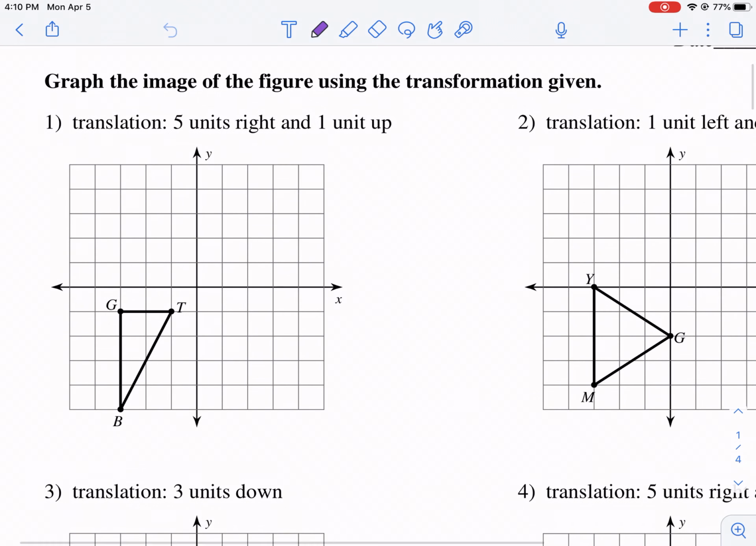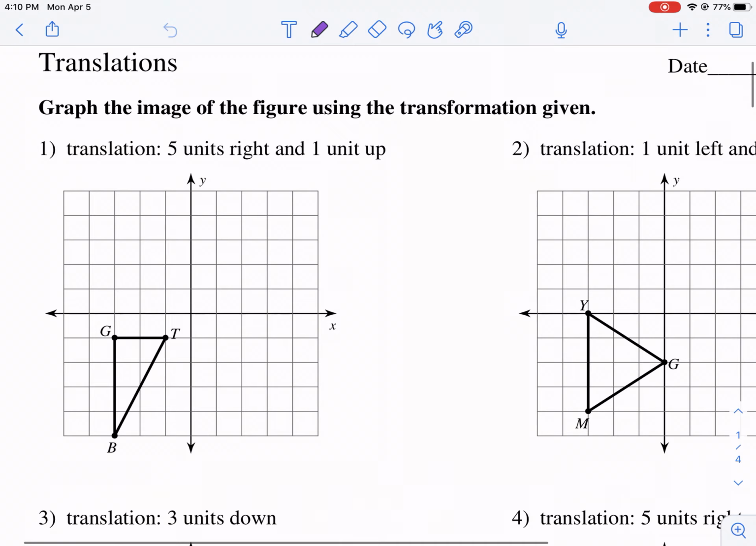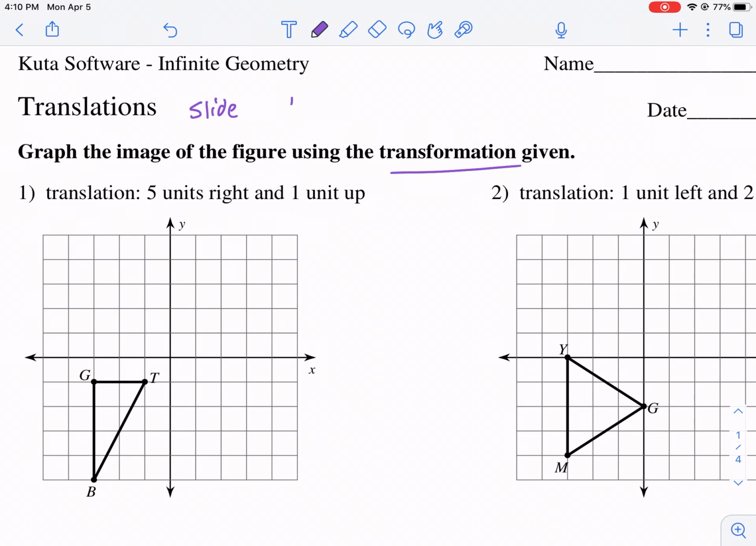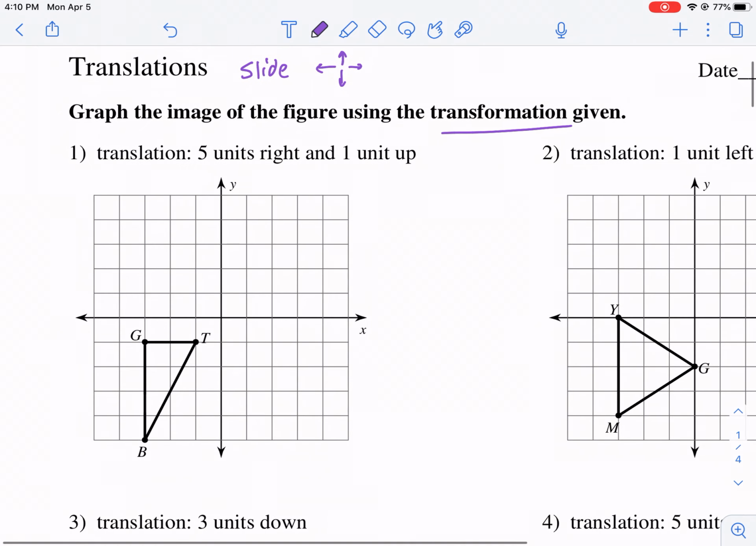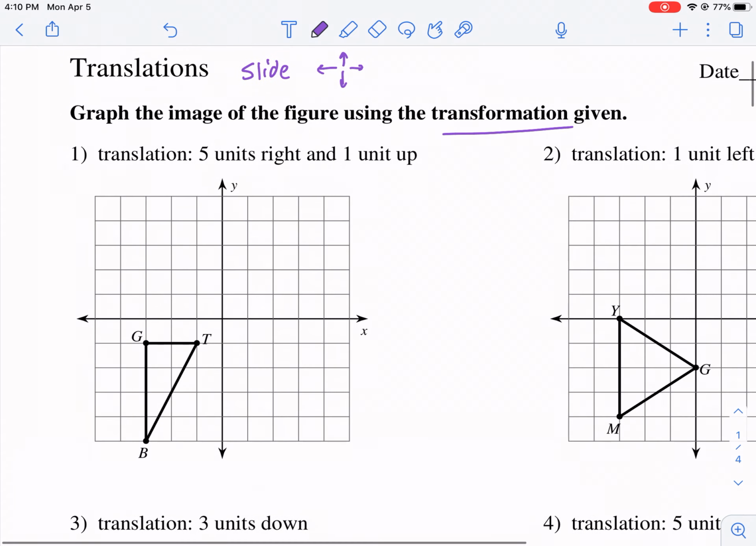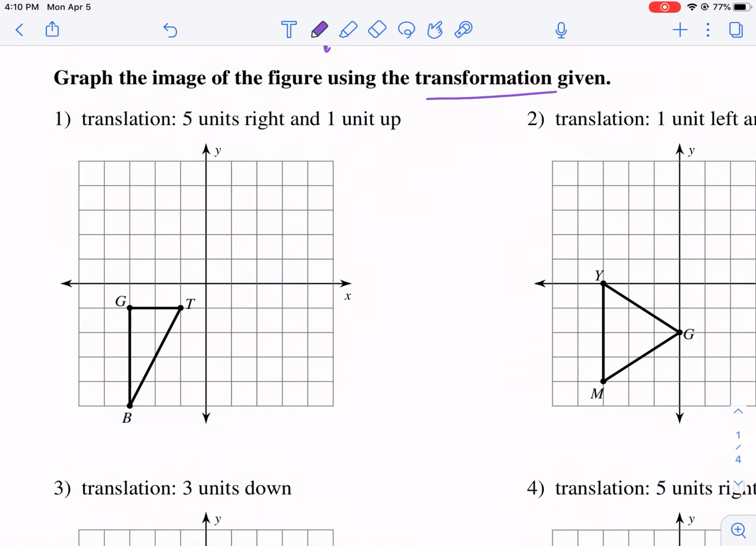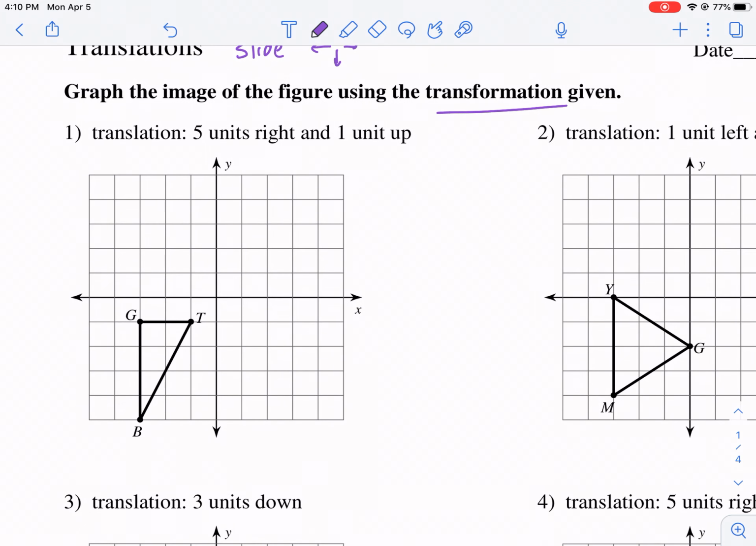So translation, what is it? Translation is a type of transformation that I like to call a slide. And you can slide in some combination of up, down, right, and left. Those four directions are how it changes, or any combination of those, any two directions. So let's go ahead and look at example 1 to see how we do this type of problem.